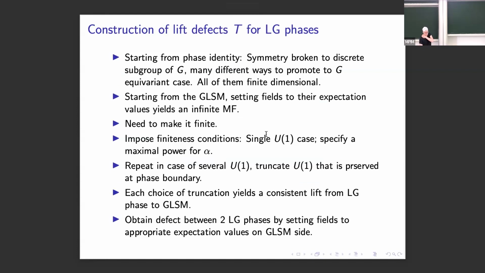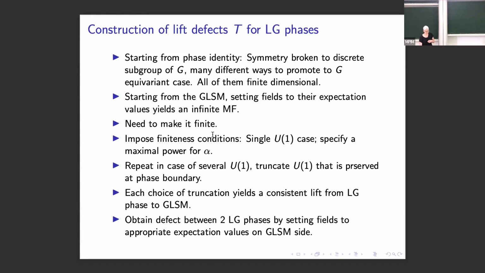Okay, great. So if we start from the phase identity, then the symmetry is broken to a discrete subgroup of G. And there are many different ways to promote to a G equivariant case. And all of these possibilities will be finite dimensional in nature. If I start from the gauge linear sigma model identity and set fields to their expectation values on one side, not on both sides, then this will yield an infinite matrix factorization. And to make this compatible with the idea of lifting the phase, we need to make it finite somehow.